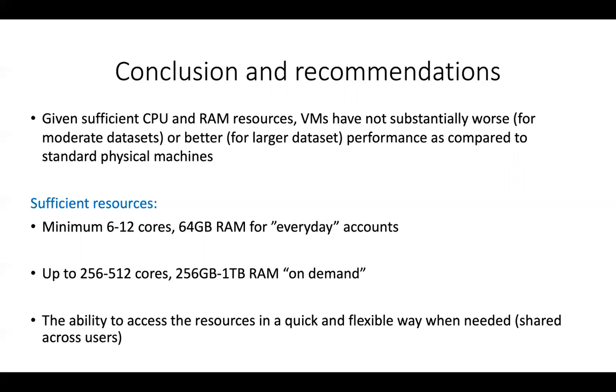This brings me to recommendations, and from my subjective point of view and my greedy demands, I would recommend to provide 6 to 12 cores and 64 gigabytes of RAM for a standard user account. And for intensive computations, the facilities should be close to high performance computing facilities, which should be up to 512 cores and up to 1 terabyte of random access memory.